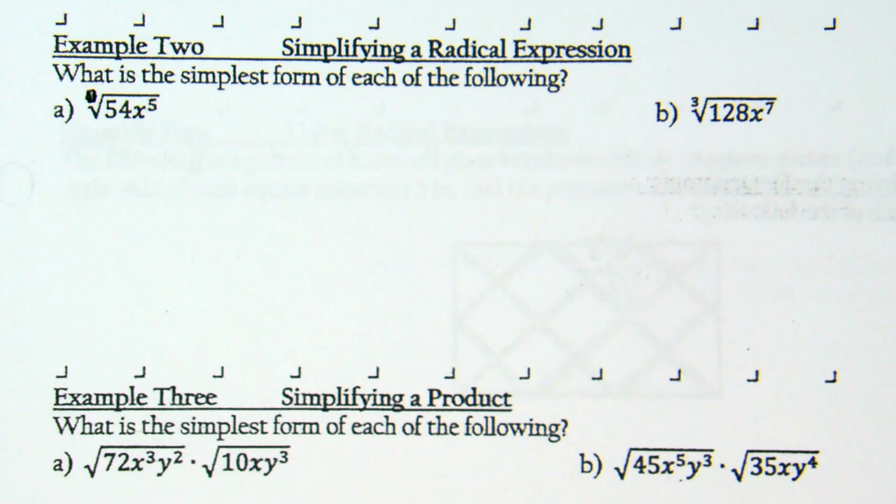I'm not going to white it out on my end, because if I white it out and someone's later like, wait, why do you have that? Why do I have this in my notes and you don't? You can just see that I scribbled it out. I'm changing my mind. Okay? So our goal here is, what is the simplest form of square root of 54x to the fifth?